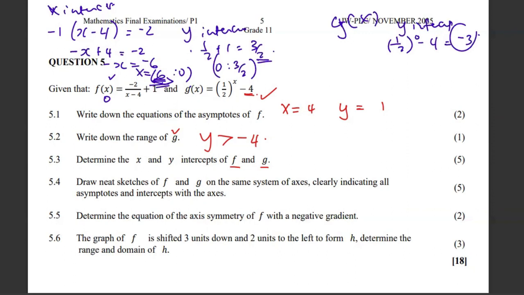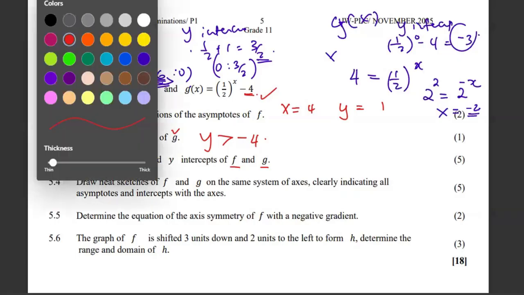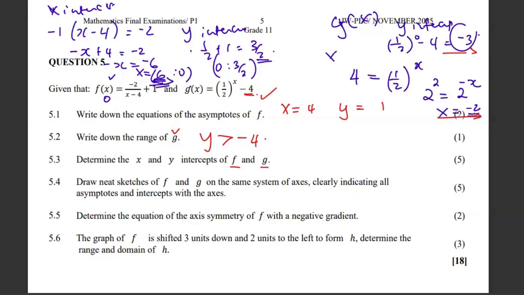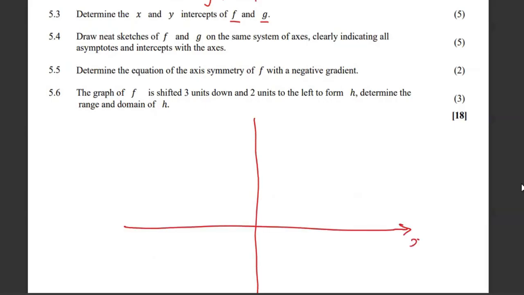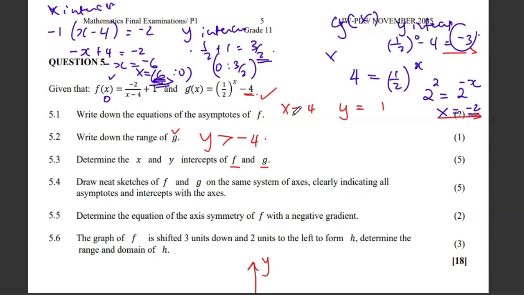And then for the x-intercept, y is 0, so I'll have 4 is equal to 1/2 to the x. This is going to be 2 squared, 2 to the -x, meaning that x must be -2. Okay, so that is how I would have worked out the intercepts, both for the x and the y, for the two graphs. Then they want us to sketch. So if this is our x, this is our y. Let's start rather with f.